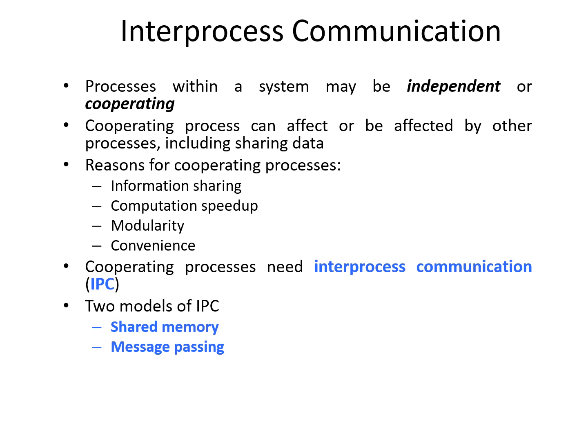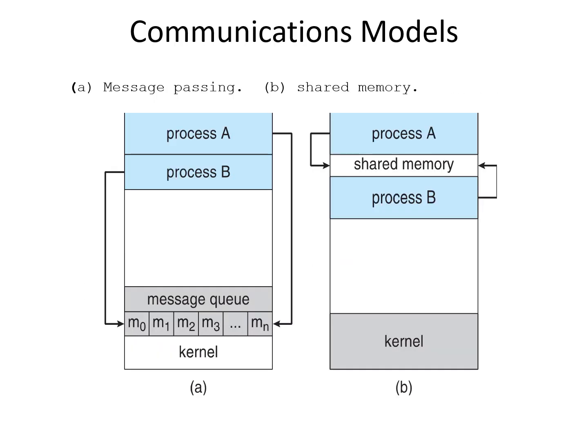There are two models that are used to implement IPC. They are shared memory and message passing. The diagram depicts the two models. The first one is message passing and the second one is shared memory.